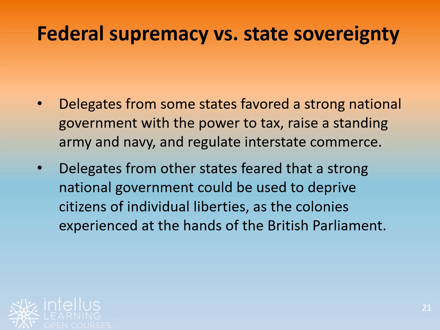So delegates from some states favored a strong national government with the power to tax, raise a standing army and navy, and regulate interstate commerce. However, delegates from other states feared that a strong national government could be used to deprive citizens of individual liberties as the colonies experienced under the British Parliament.